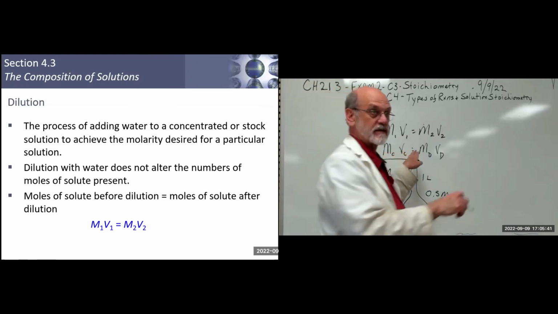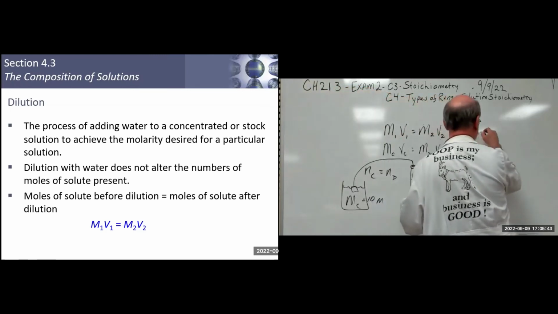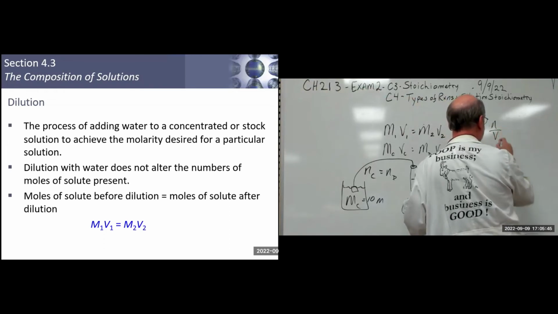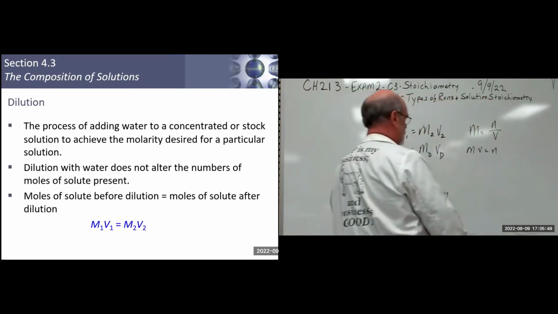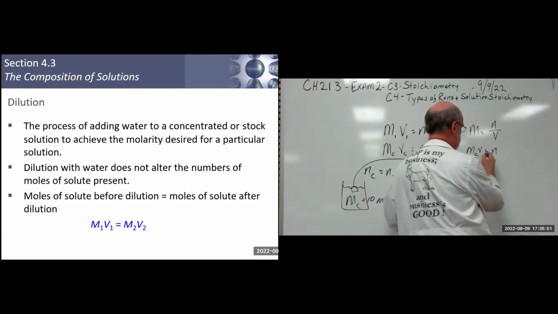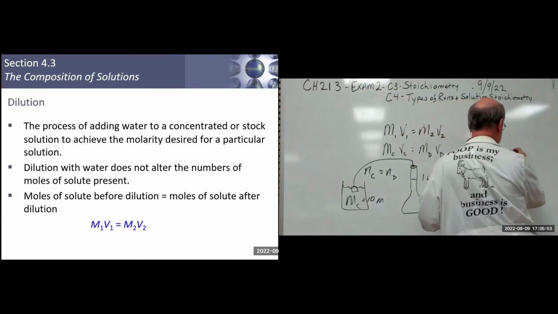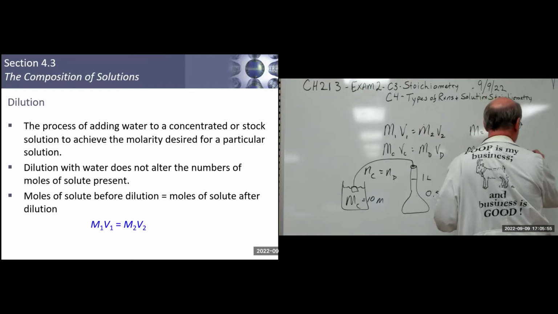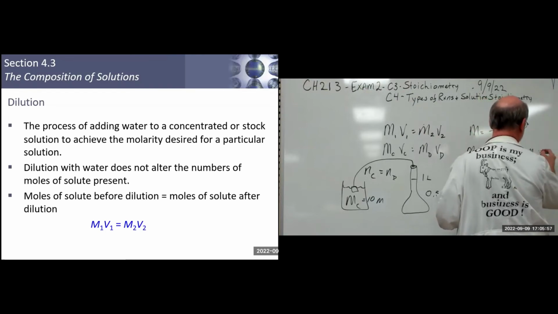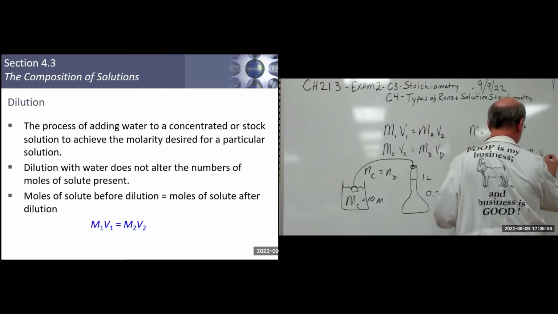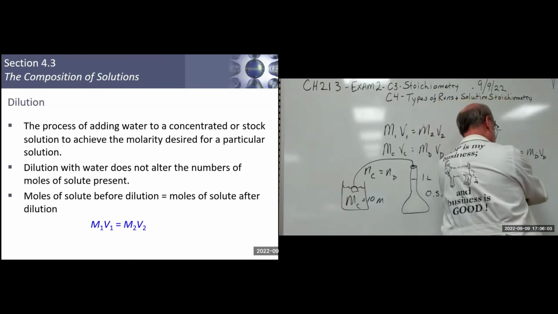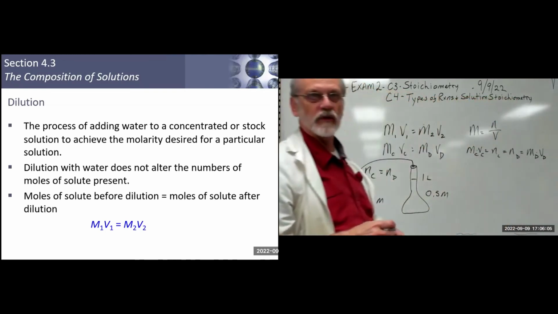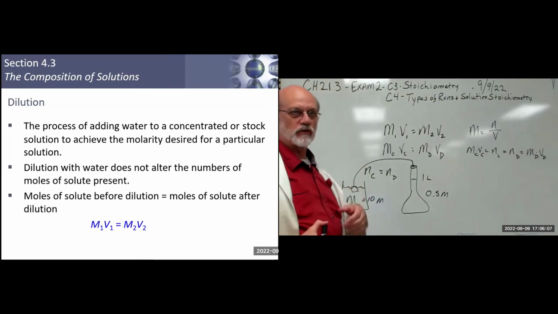M times V equals moles per unit volume times volume. So M times V equals moles. So if this is concentrated, and that's equal to dilute, that's why you can say this is equal to that, because those two are exactly equal. That's why dilution works.